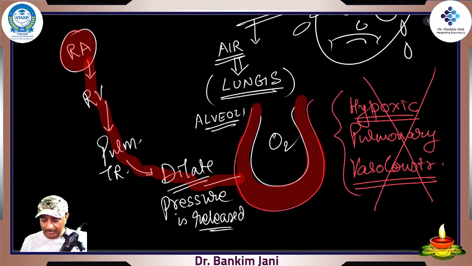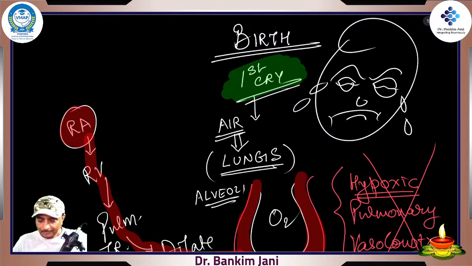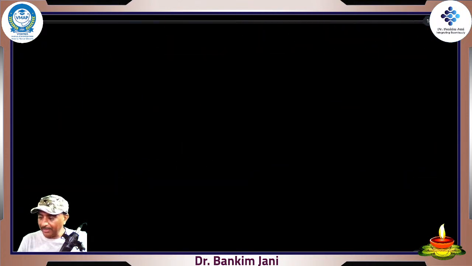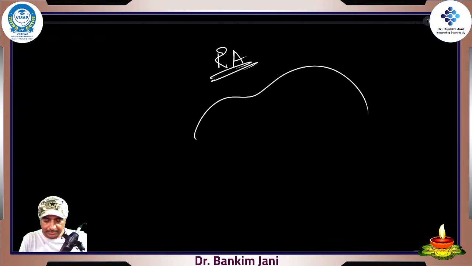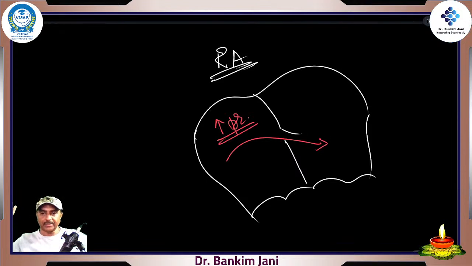So this is one important mechanism, where we have come to why this first cry is so vital, right? This first cry. We are now into the right atrium. So here is the right atrium. And this is the situation. Previously, here there was high pressure, so that's why blood was going. But now this pressure is released. So this pressure now drops.